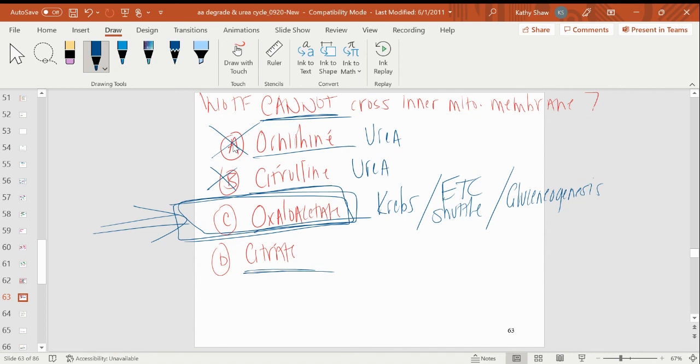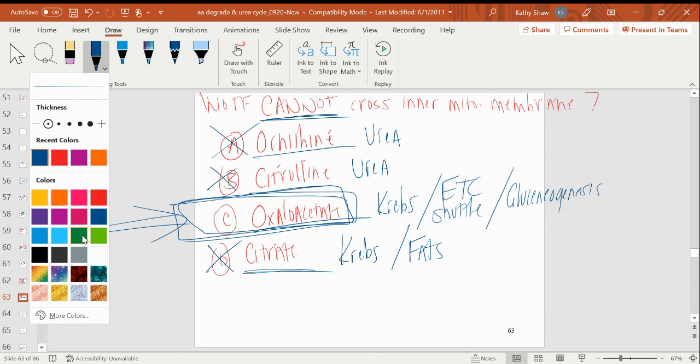Citrate, where did I see that? Let's make sure we have the right answer. Well, the Krebs cycle, what was it doing? Well, just doing the Krebs cycle. All right, not helping me there. Where else did I see it? In fats. What was it doing there? It was crossing. So it's not my answer.